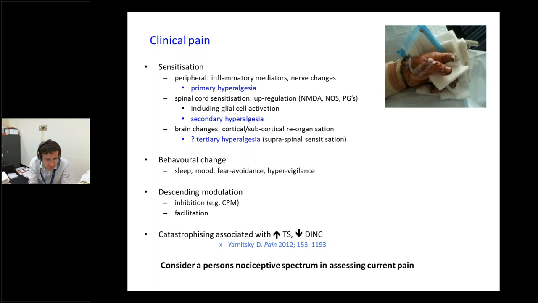In addition, clinically, we see sleep, mood, fear avoidance, hypervigilance, and that's, again, biological. We need to be hypervigilant if you're in a threat situation in order for the organism to survive. And then at a top-down level, we should be inhibiting it, but potentially we might be facilitating pain, and we've demonstrated that catastrophizing and anxiety can both increase the ability to upregulate and decrease the ability to downregulate. So if I'm approaching someone in the postoperative period versus someone in the clinic, I will be considering what their nervous system or their neurological or their nociceptive spectrum is like when I'm assessing their current pain, because then I should be targeting my treatment towards that.